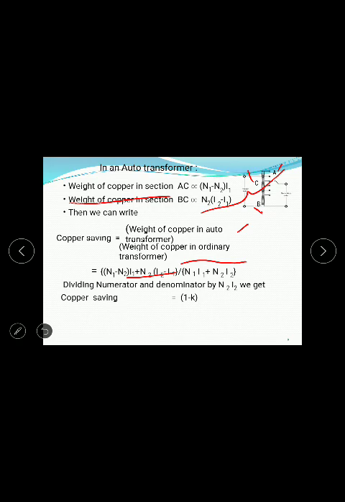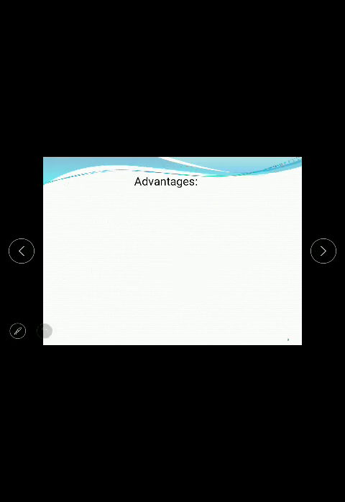Here the copper saving is 1 minus K. K is the ratio of transformation, that is N2 by N1.